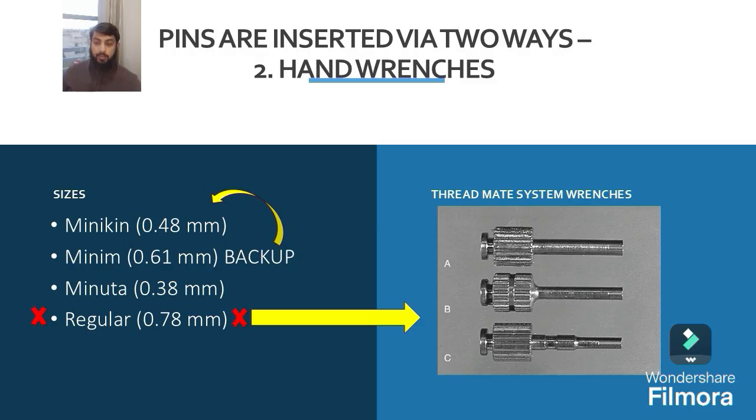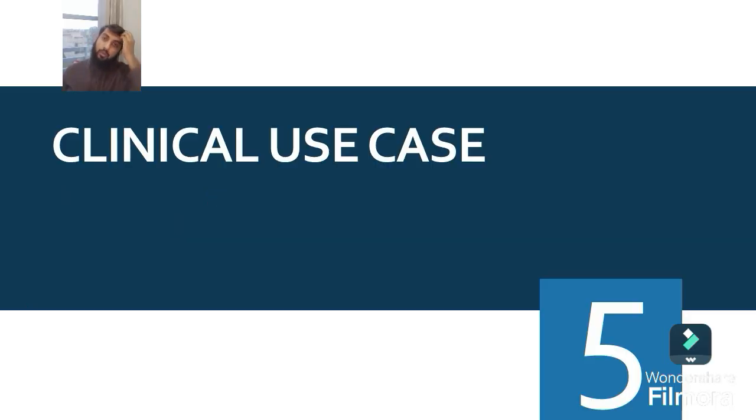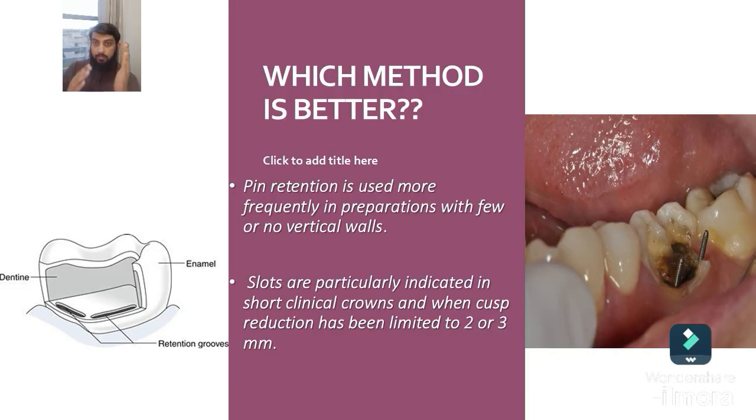We are coming to the clinical use case. You have two types of retentive methods for complex amalgam restorations: pins and slots. The pins are used when the tooth has four walls: mesial, distal, buccal and lingual. And when the patient comes to you, out of the four, only one wall is remaining, the mesial wall or a buccal wall or distal wall, and all three of the other walls are lost.